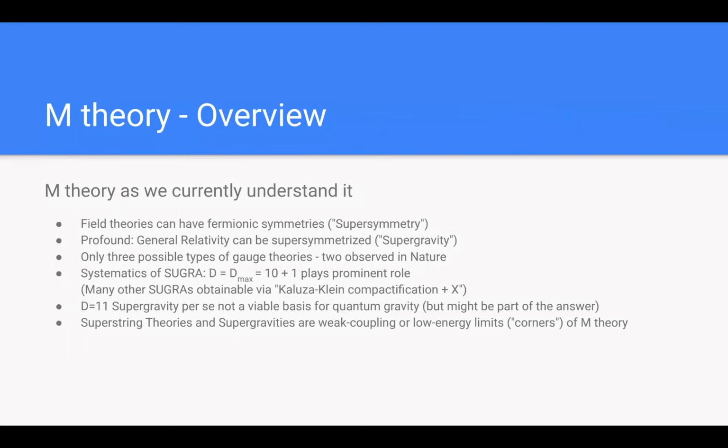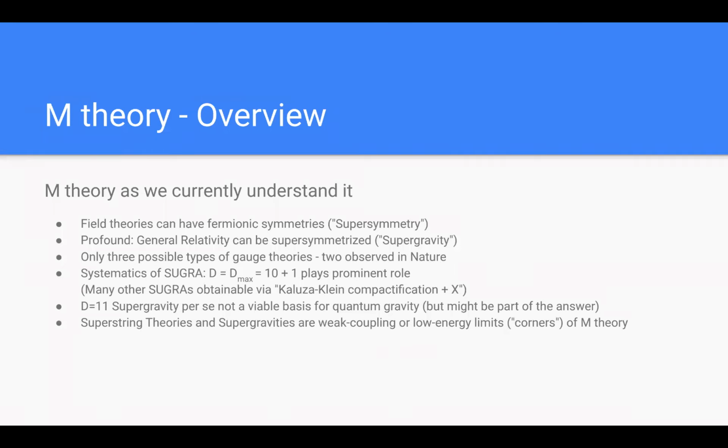So M-theory, as we currently understand it, can perhaps be sketched as follows. In the 70s, it was found that field theories can have fermionic symmetry. This is what we call supersymmetry. And in 75, it was then seen, and this is a profound insight, that in particular, general relativity can be supersymmetrized. And this gives us supergravity.